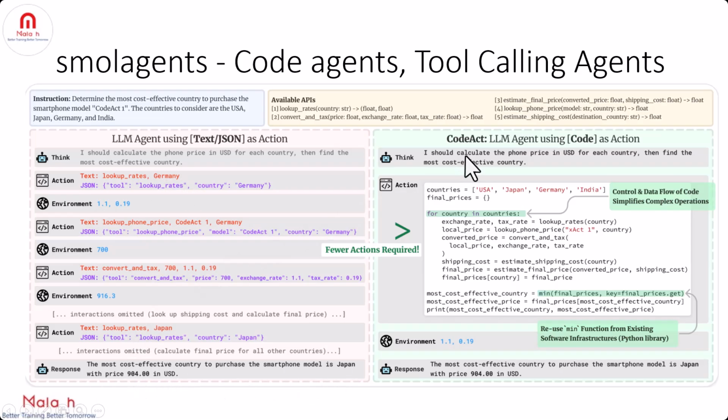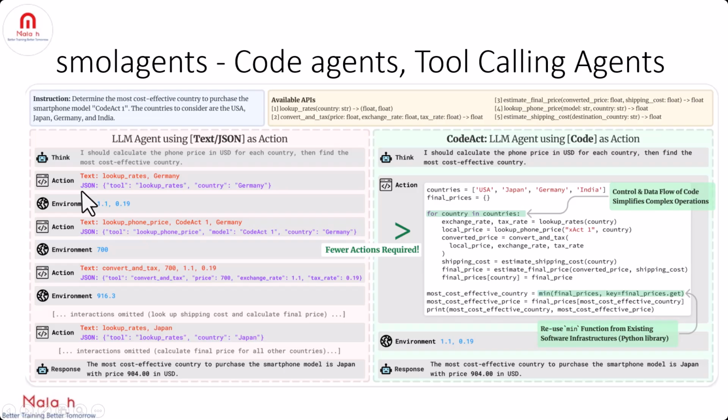And here too the agent is thinking, I should calculate the phone price in USD for each country, then find the most cost-effective country. If you see the action, this is in the code format, and here you can see it is in the JSON format. So that is the difference between tool calling agent and code agent. You can see the action: the first one is text or JSON and the second one is the code.